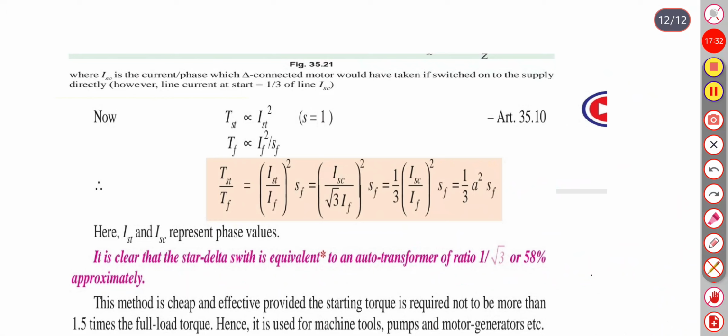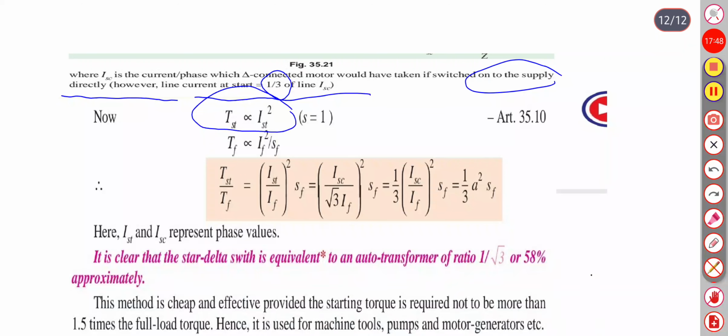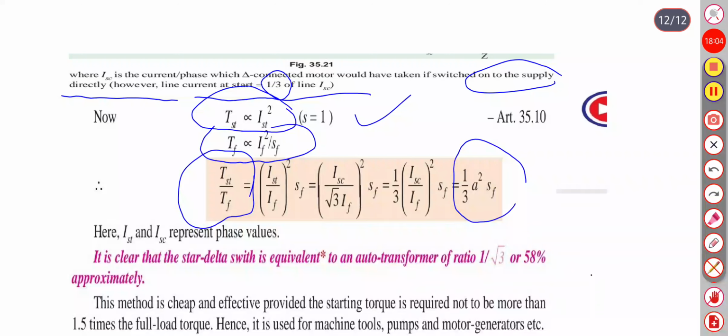Where ISC is the current per phase which the delta connected motor would have taken if the switch is on to the supply directly. However, line current at start is 1/3 of the ISC. Therefore, TST is proportional to I square ST and TF is proportional to IF square times SF, if S is equal to 1 at the time of starting. So the ratio of starting torque versus full load torque will be 1/3 a square SF. Here IST and ISC represent the phase values.